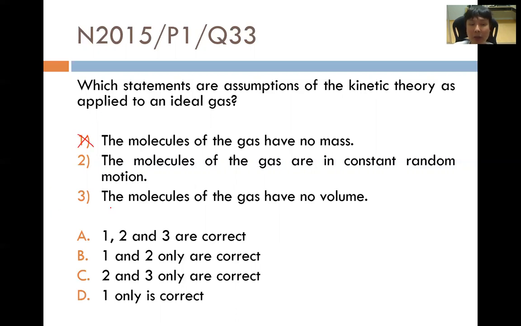The molecules of the gas are in constant random motion. As seen in the previous question, this is true for an ideal gas. The molecules of the gas have no volume. This statement is a bit funny because it says no volume, but the assumption is negligible volume. So the question is, is negligible volume considered to be zero volume? But if we look at the options, if one is wrong, then the only option available is that 2 and 3 are correct. So we have to accept that the negligible volume stated in the ideal gas assumption can be equated to no volume, but strictly it's not true. But in MCQ, we always choose the best possible answer. So the answer for this question will be option C.